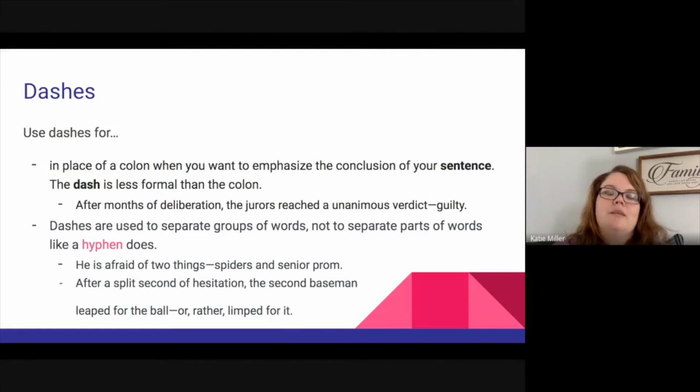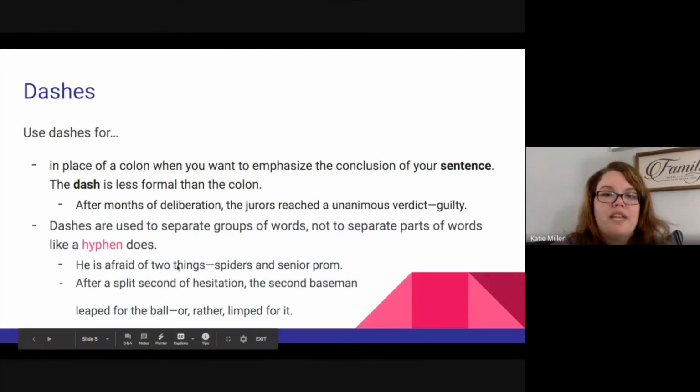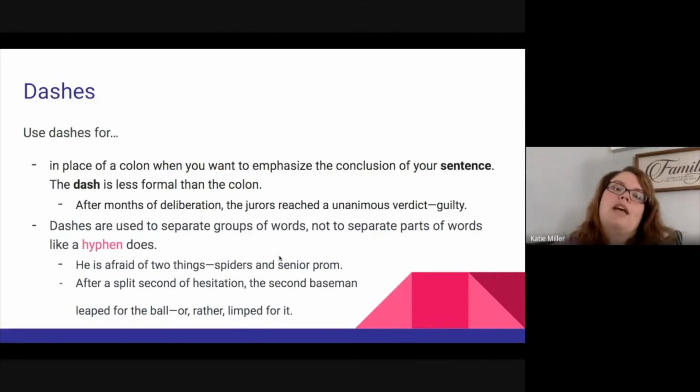Dashes are used to separate groups of words, not to separate parts of words like a hyphen does. So instead of cutting a word in half with a dash, what you do is you set off a group of words with a dash. So for example, he's afraid of two things: spiders and senior prom. Another example. After a split second of hesitation, the second baseman leaped for the ball, or rather, limped for it. Right? So these are different ways that we'll casually use dashes. So those are apostrophes, hyphens, and dashes.